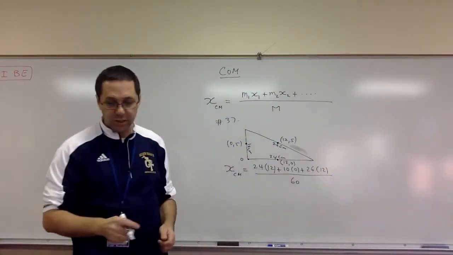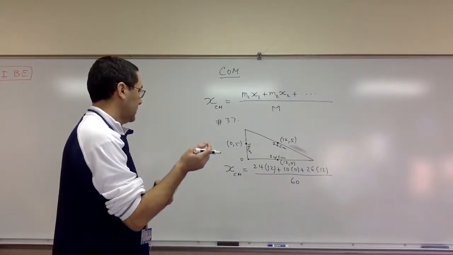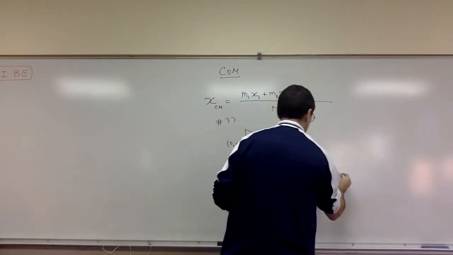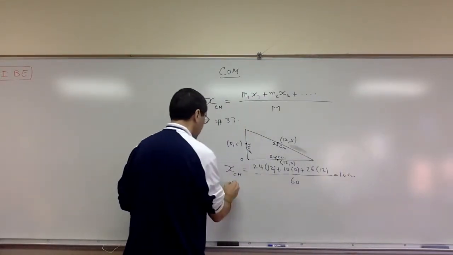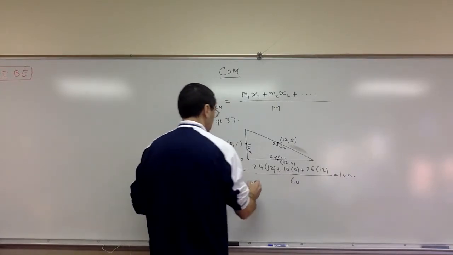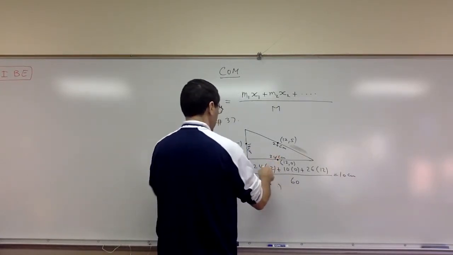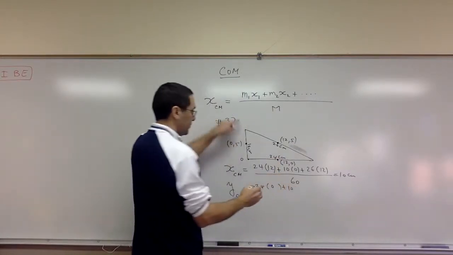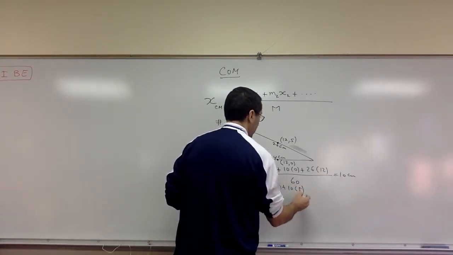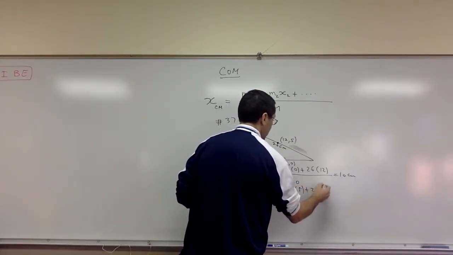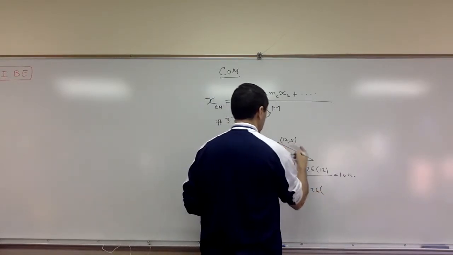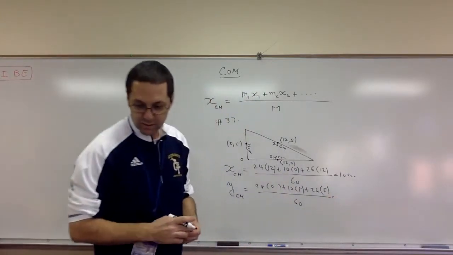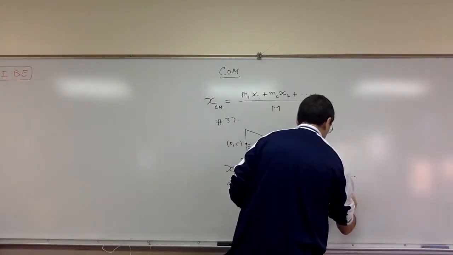And you notice I didn't change to kilograms because it's all proportional, as long as you keep the top and the bottom in the same units. So this gives me 10 centimeters. If I do the y, I do 24 times, now the y coordinate of this is 0, plus 10 grams for this vertical side times coordinate 5, plus 26 grams times 5, over 60 again. And that should give us 3 centimeters.